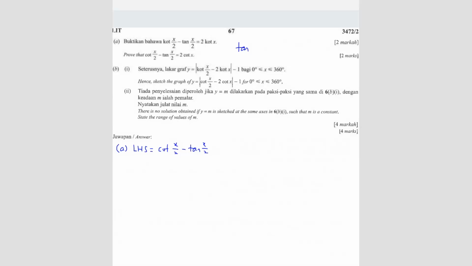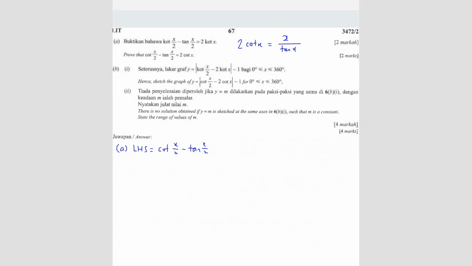You can also do sine and cos, but you're going to break it down even more, so you don't have to do that. We can just stick with tangent. We are going towards 2 cotangent x, which is also equal to 2 over tangent x, because cotangent is 1 over tangent.